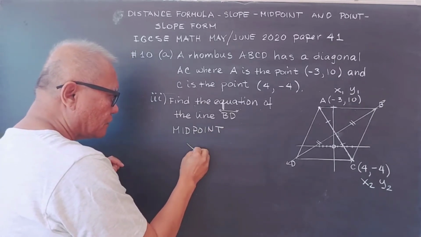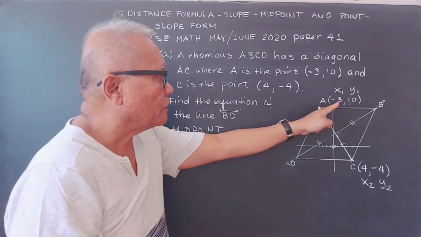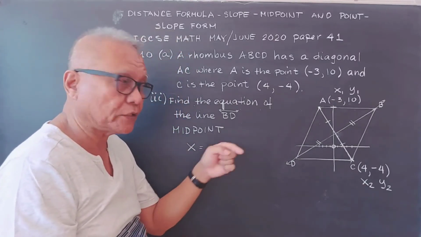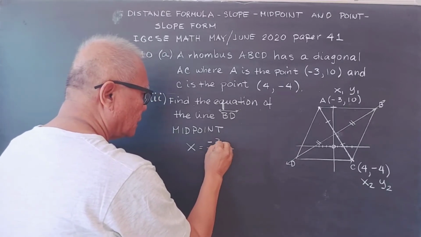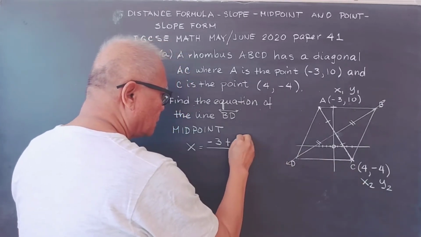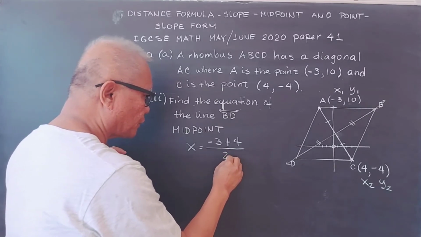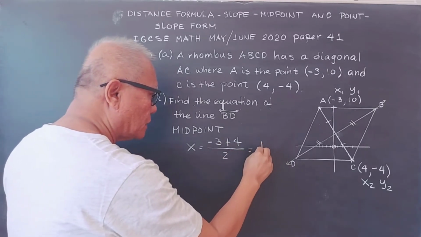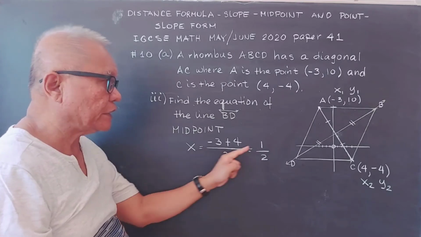So we have the midpoint first, the coordinates here. Let us first find the x coordinates. The x coordinate is x sub 1 plus x sub 2, and then we divide it by 2. So we have here negative 3, then we are going to add this 4, that one, and then we divide it by 2. So 4 minus 3 is 1, and then over 2. So the x coordinate of our midpoint is 1/2.